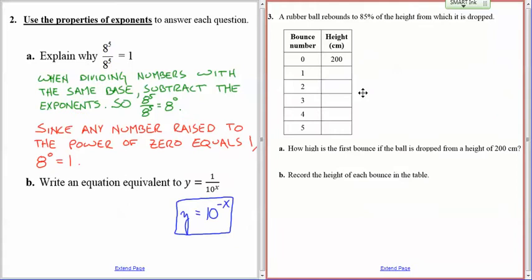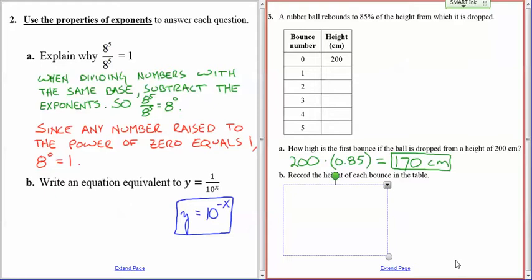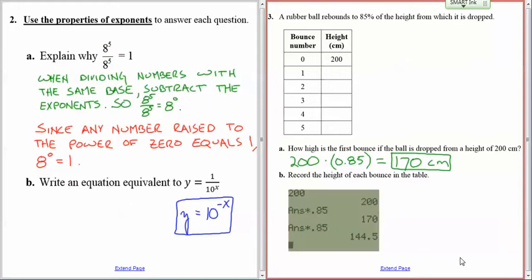A rubber ball rebounds to 85% of the height from which it is dropped. Okay, how high is the first bounce? Well, we basically want to know what 85% of 200 is, and it's 170. Record the height of each bounce in the table. So what I did was do a recursive formula like this. So 200 times 0.85 is 170.